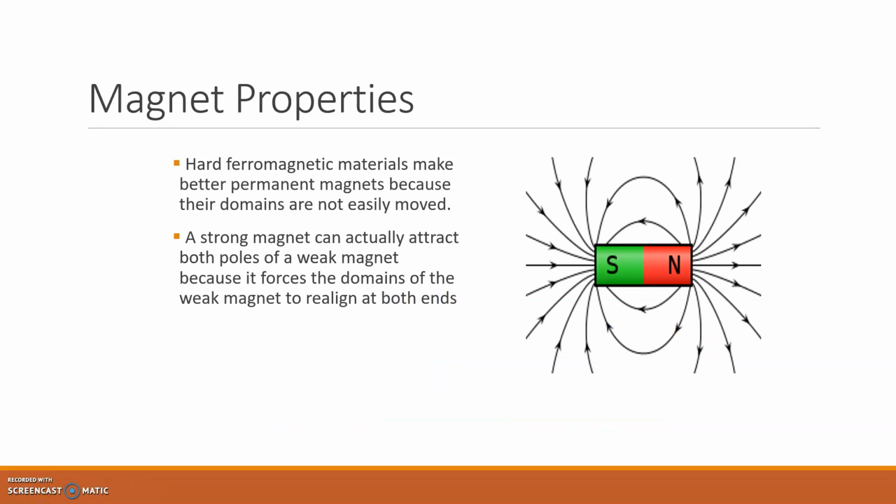When making a magnet or using something to become magnetic, you usually want to find a hard ferromagnetic material, and that is because the domains are not going to be easily moved or shaken. And if you put a strong magnet next to a weak magnet, it can actually attract to both sides because it's going to cause the domains to shift in the direction that it wants.